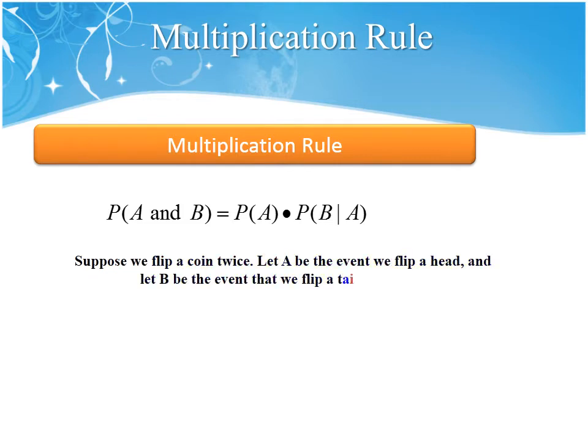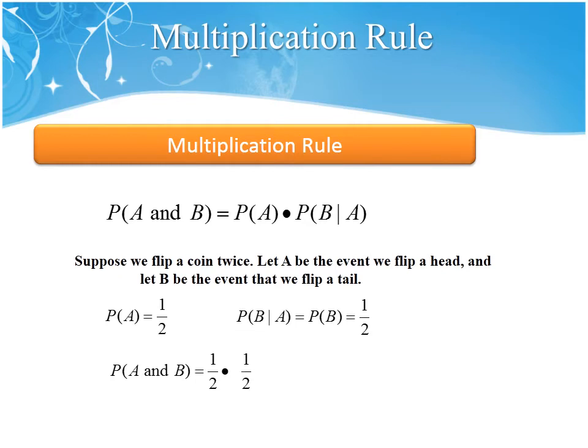So suppose we flip a coin twice, and we let A be the event that we flip a head on the first trial, and let B be the event that we flip a tail on the second trial. Well, the probability of A is 1/2. The probability of B given A has already occurred. Since these are independent, in other words, the first flip has no bearing on the probability of the second flip, we say that the probability of B given A is the same thing as just the probability of B occurring, which in this case is 1/2. So the probability of A occurring and then B occurring is 1/2 times 1/2.